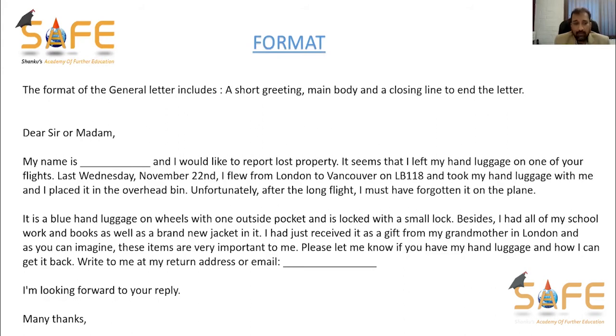To describe it, it is a blue hand luggage on wheels, and it has one outside pocket and is locked with a small lock. Besides, it included most of my school work as well as important books, and it also contained a fantastic brand new jacket which I had received as a birthday present. This particular luggage was given to me by my grandmother before I departed for Vancouver from London, and as it is special to me, you can imagine that this item and the contents within would be quite significant.